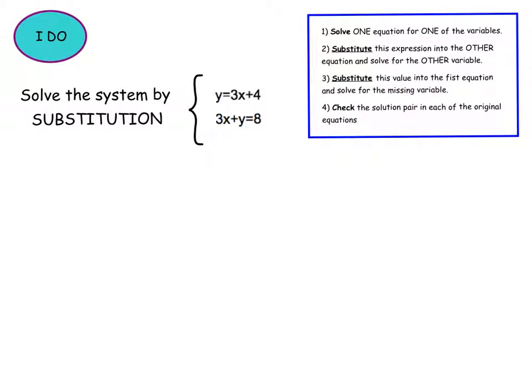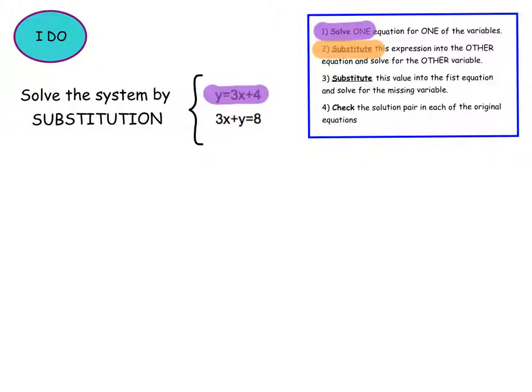Now, today we're solving systems by substitution. And off to the side, I have a step-by-step list to help you keep track of what we need to do next. So first, it says to solve one equation for one of the variables. And actually, if we look at our equations, we already have that done for us. We have an equation that says y equals something. So that's very, very helpful. Done.